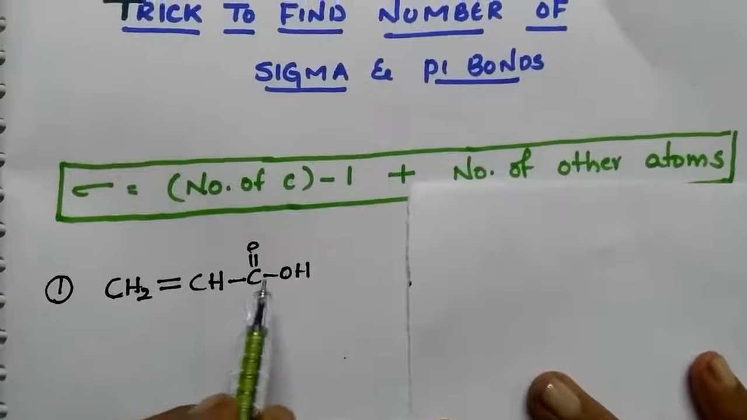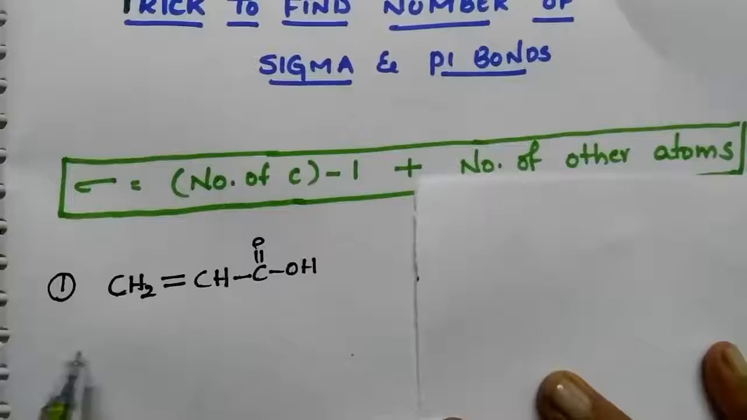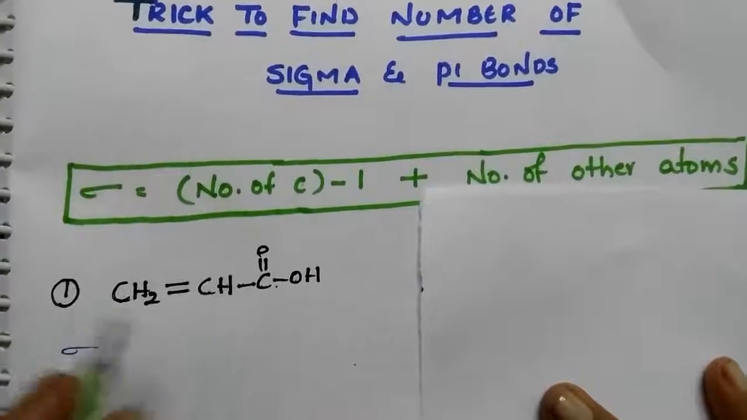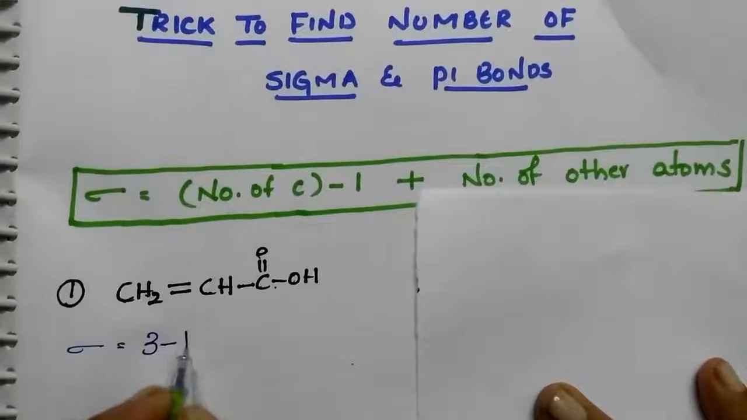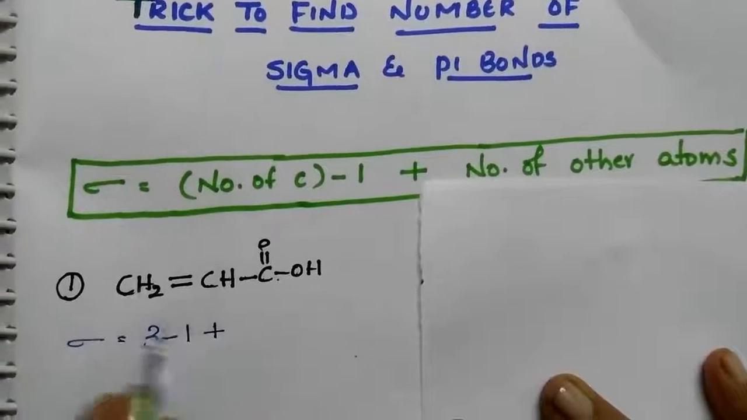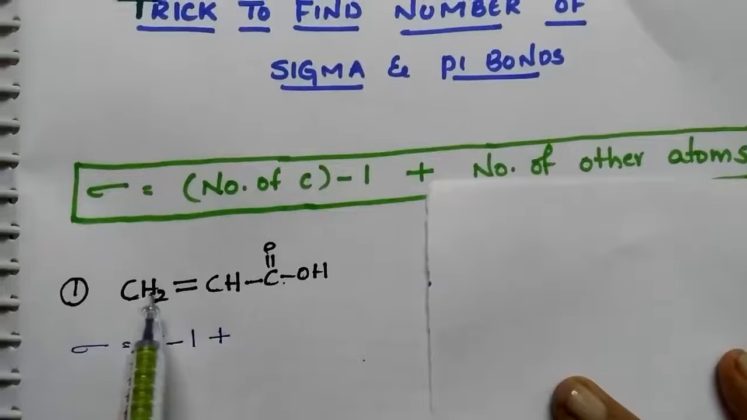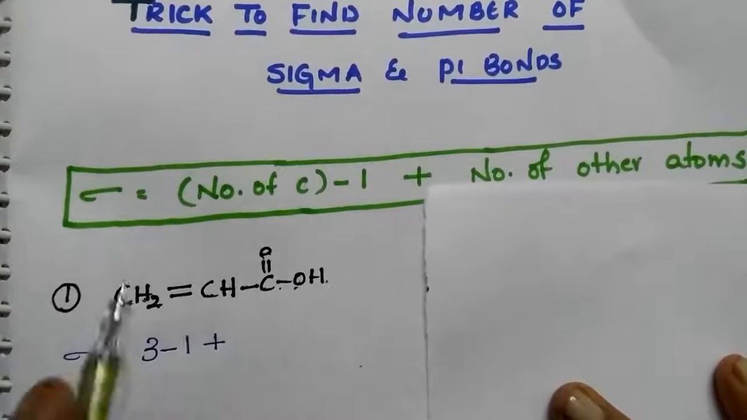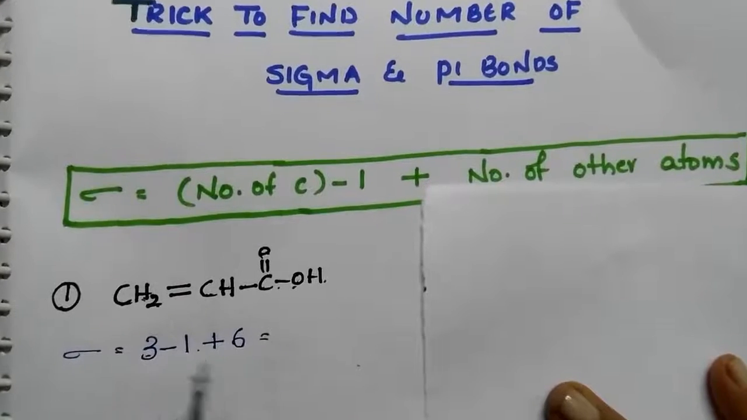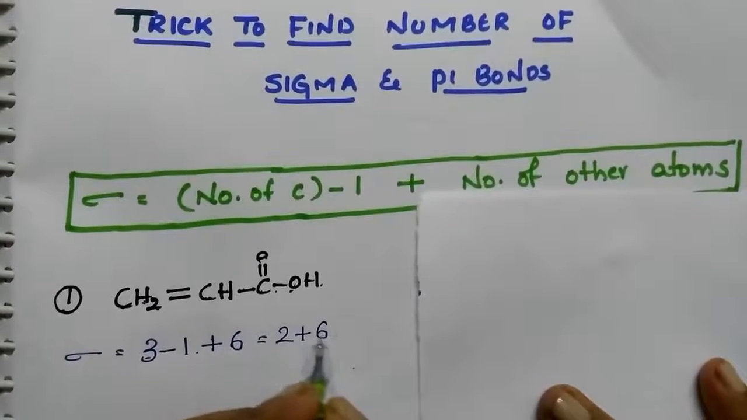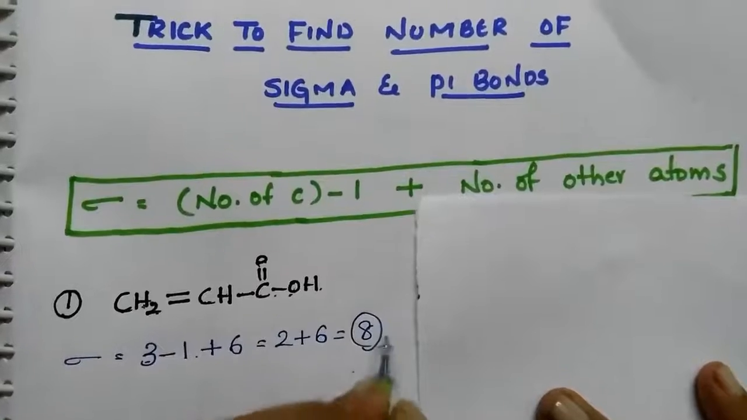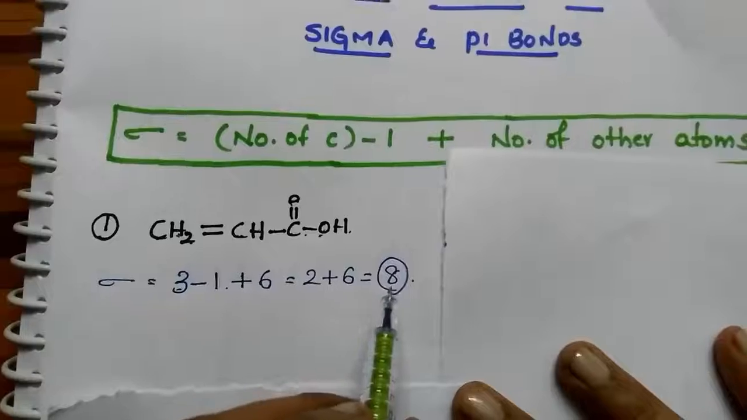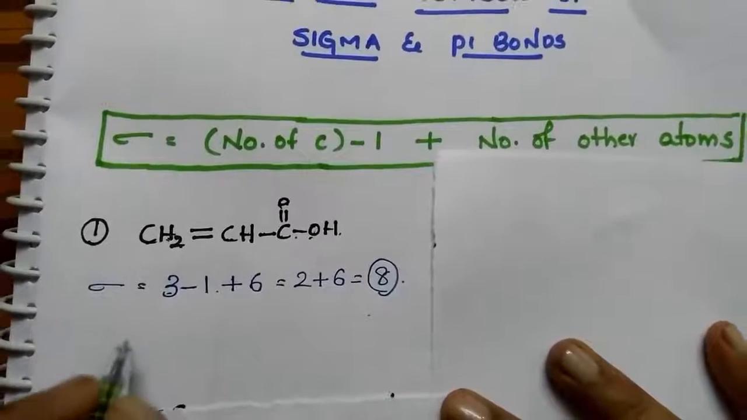CH2 double bond CH, C double bond O, OH. Number of carbon atoms are 1, 2, 3. So according to our formula, 3 minus 1 plus number of other atoms, 2, 3, 4, 5, 6. 3 minus 1, 2, plus 6. Total number of sigma bonds are 8. Calculate whether we got the correct answer or not.